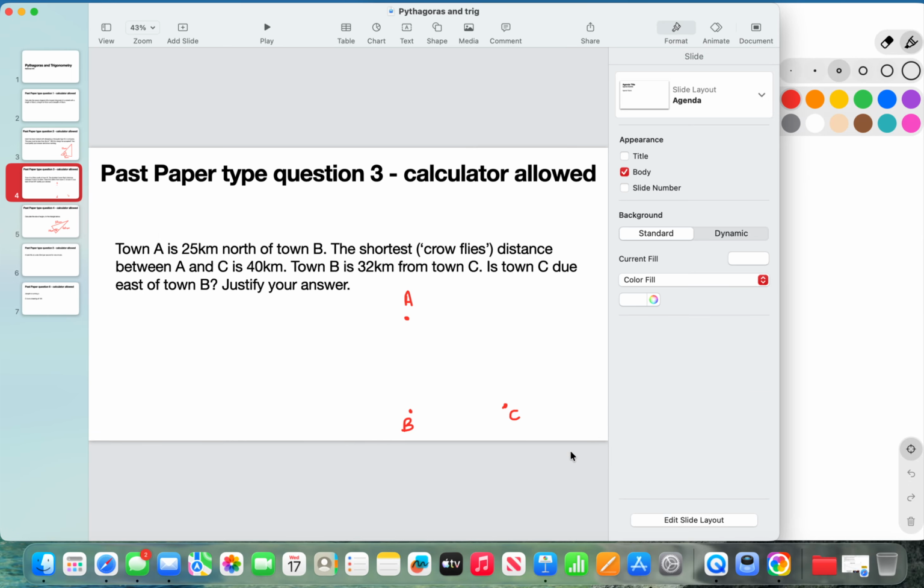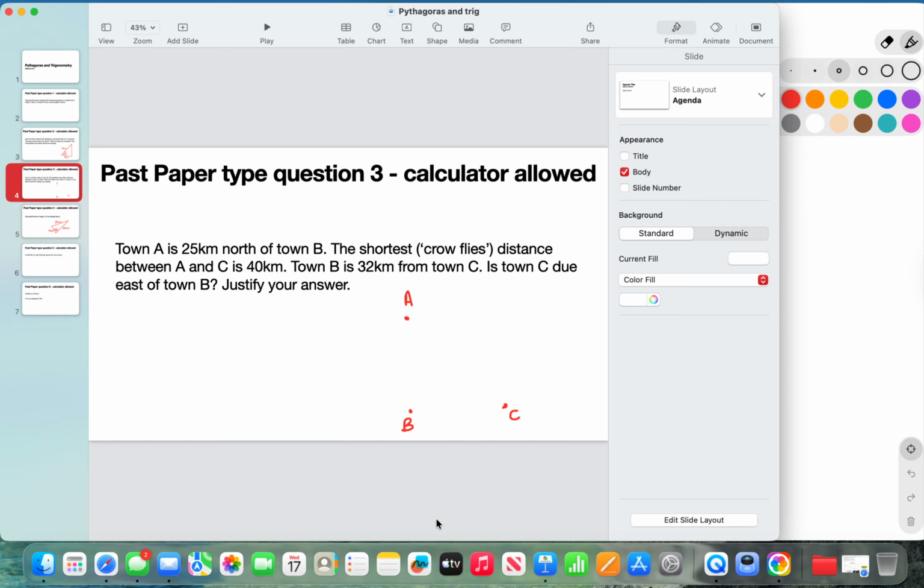We now have this question. This is the third question of the Pythagoras and Trigonometry series. The idea is that we have three towns, A, B, and C. Town A is 25 kilometres north of town B, and the shortest distance between A and C is 40. B is 32 kilometres from C. Is town C due east of town B? You want to justify the answer. The important part is to justify your answer.